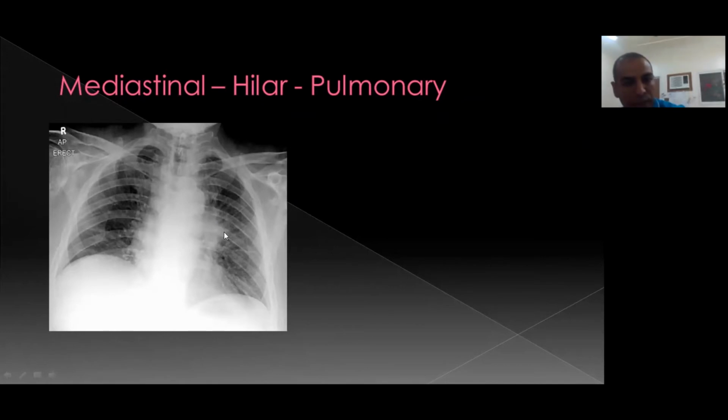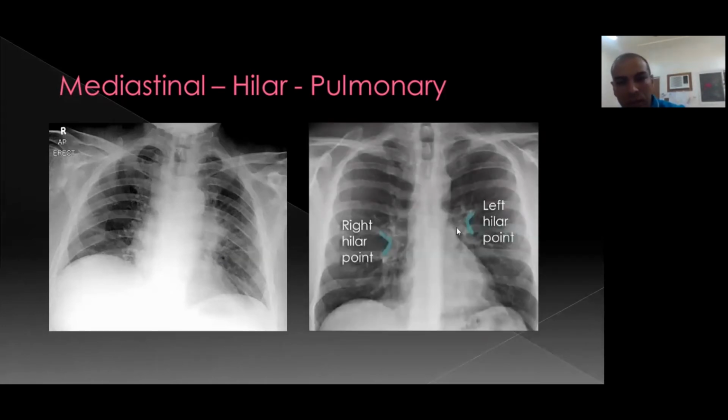To be clear here, in this X-ray we have something like this, a dense shadow within the left hilum. Do you see the hilum bifurcating? No, I couldn't see the hilum bifurcating. So this is a hilar mass. This is a normal hilum, while this one is a hilar mass.